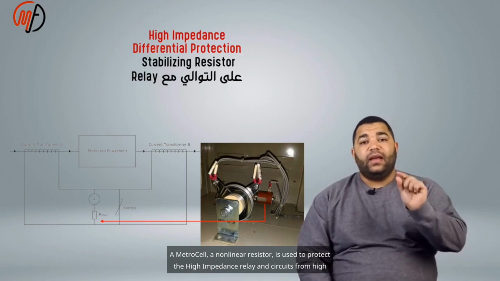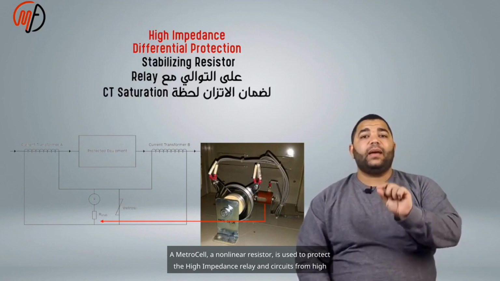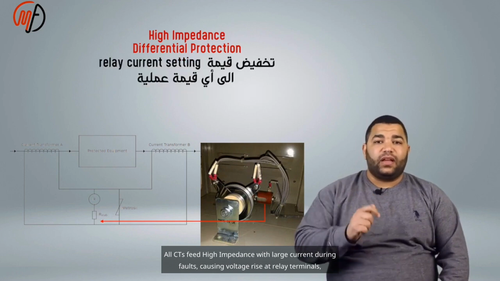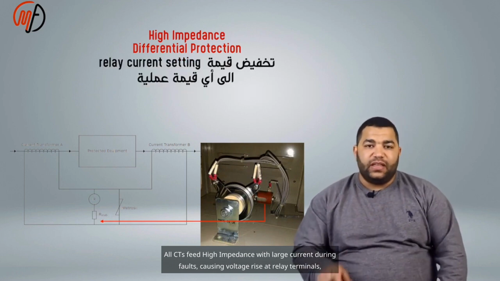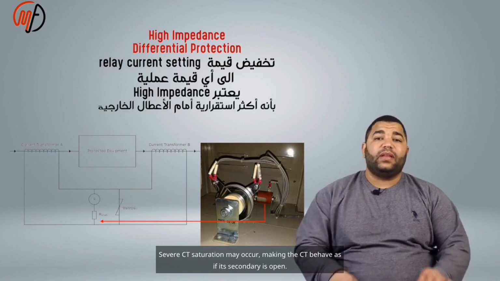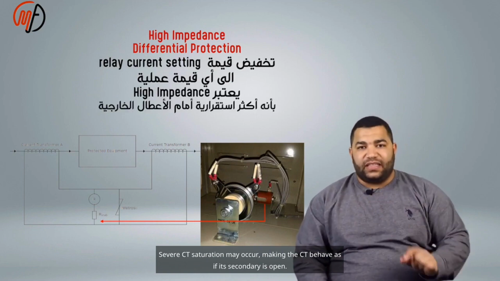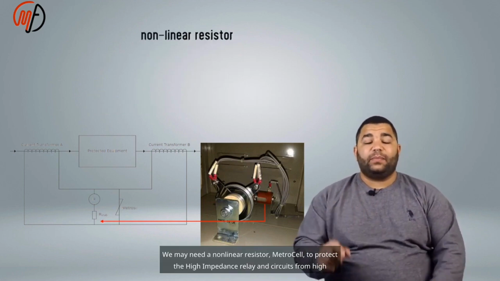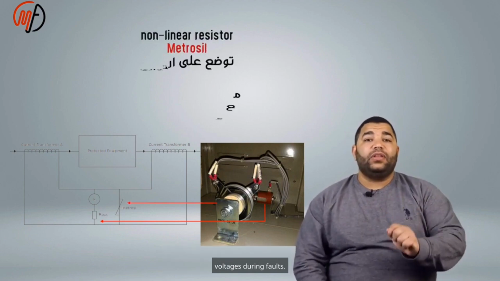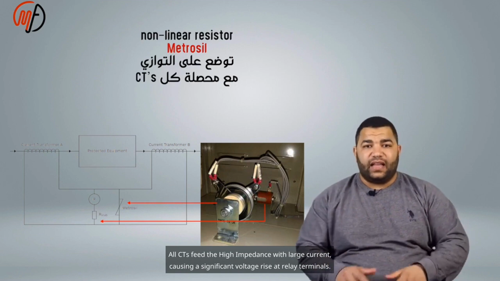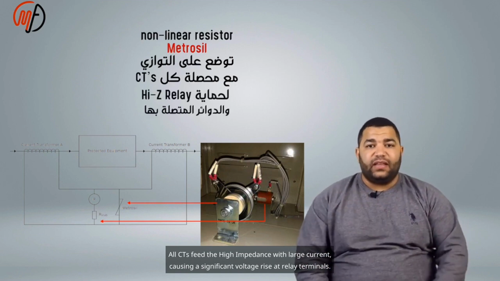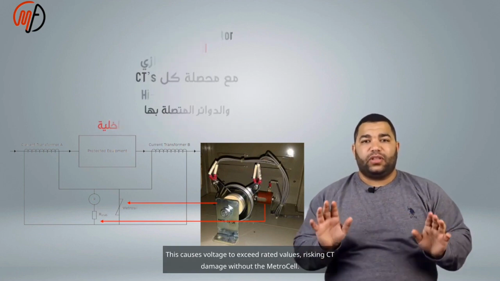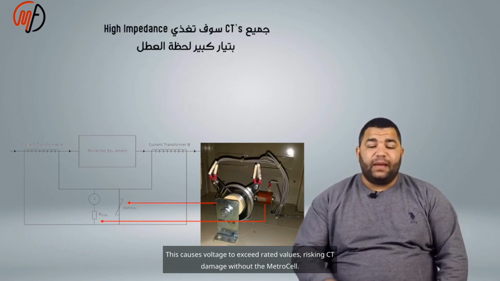A metrosil, a nonlinear resistor, is used to protect the high impedance relay and circuits from high voltages during faults. All CTs feed the high impedance relay with large current during faults, causing a significant voltage rise at the relay terminals, risking damage. Severe CT saturation may occur, making the CT behave as if its secondary is open. This causes voltage to exceed rated values, risking CT damage without the metrosil.